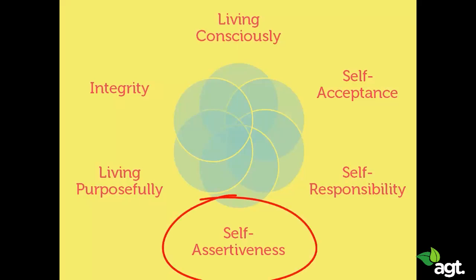The fourth of the pillars is self-assertiveness. And this simply means to be able to say no when it's appropriate and to say yes when this is appropriate. Self-assertiveness is about standing up for what we believe in.